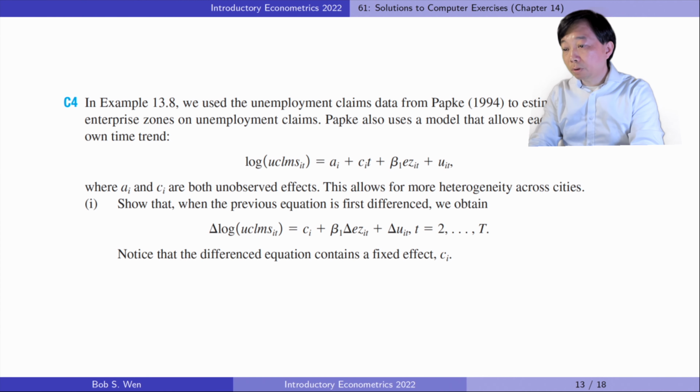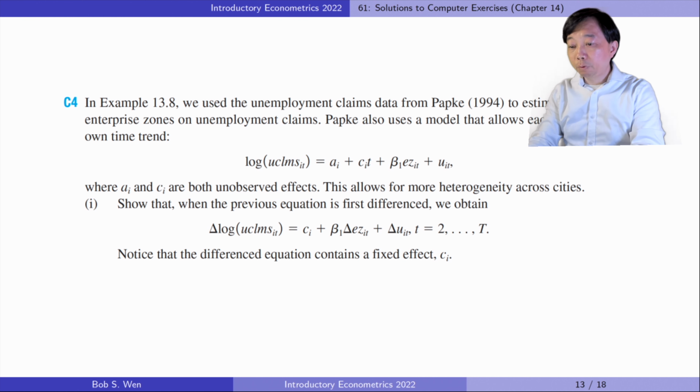Let's find answers to computer exercise 4. In example 13.8, we use the unemployment claims data to estimate the effect of enterprise zones on unemployment claims. The model that allows each city to have its own time trend is as follows. a_i and c_i are both unobserved effects. It allows for more heterogeneity across cities.